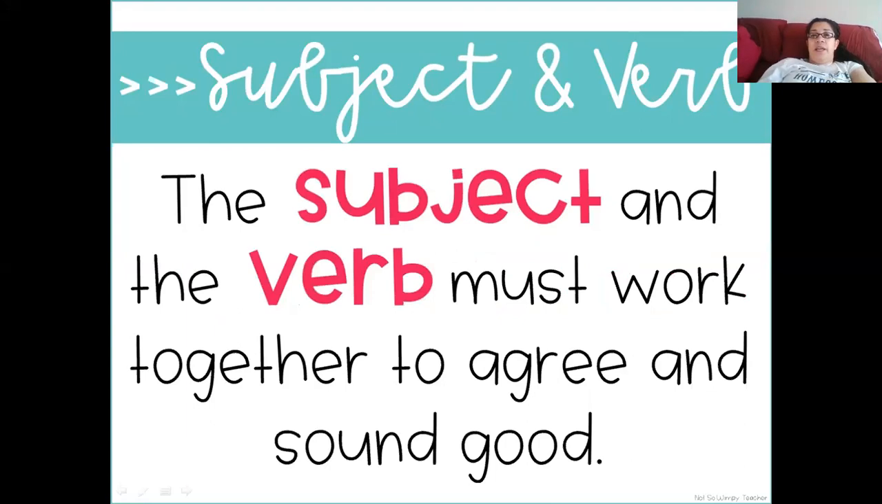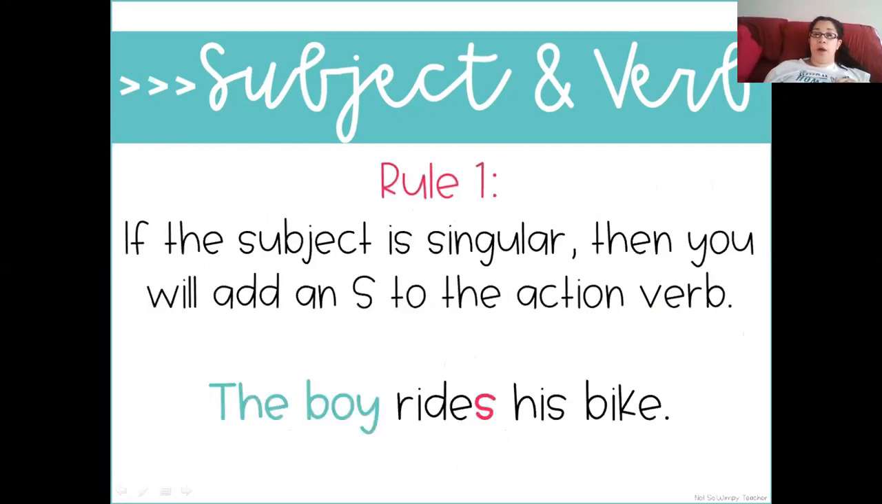So the subject and the verb must work together to agree and sound good. So they have to work together. We have to be using the correct verb with the subject, okay? Rule 1, if the subject is singular, then you will add an S to the action verb. The boy rides his bike.